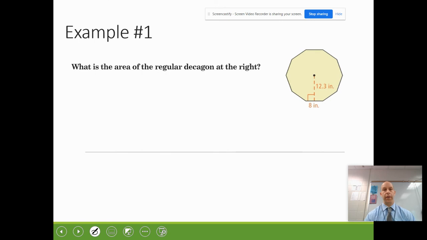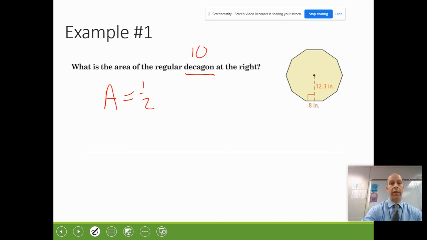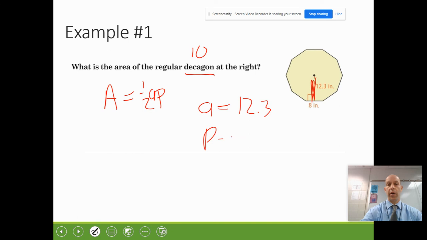So let's go ahead and just see how this formula can be used to find the area of a regular polygon. What is the area of a regular decagon? Decagon means it has 10 sides. So the area is equal to 1/2 the perimeter times the apothem. So we need to find those two things. Well, it looks like the apothem is given here, and it's 12.3. It's this distance here.